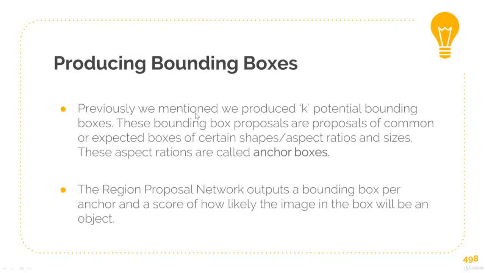So previously we mentioned we produced k potential bounding boxes. These bounding box proposals are proposals of common or expected boxes of certain shapes, aspect ratios, and sizes. These are called anchor boxes. So the boxes we propose in this method are basically predefined, of certain shapes, ratios, and sizes. The region proposal network outputs a bounding box per anchor and a score of how likely the image in the box will be an object.